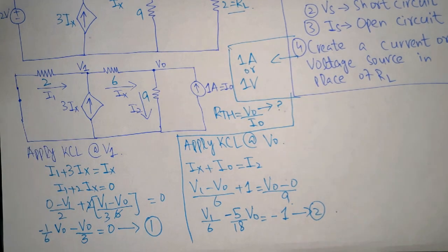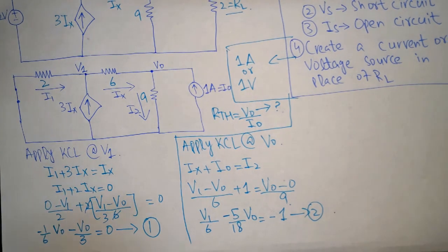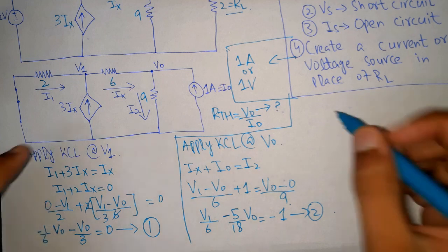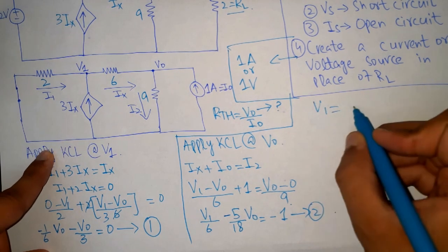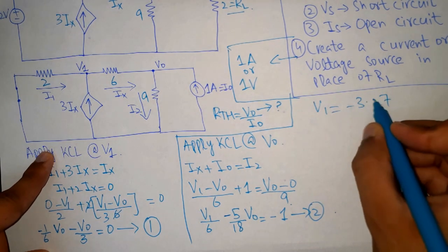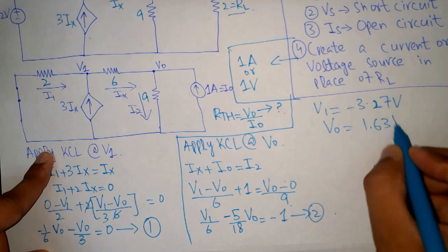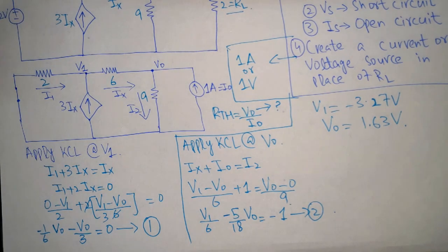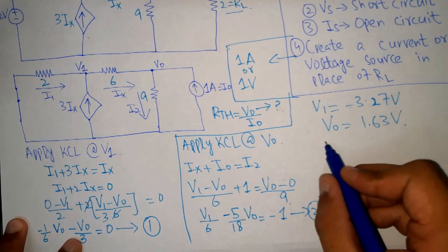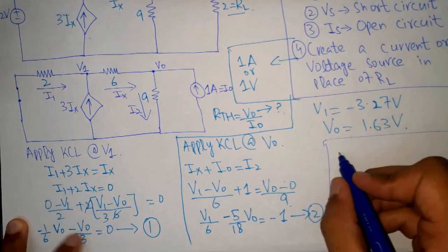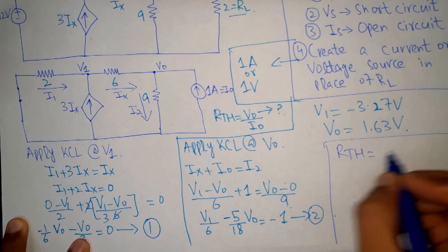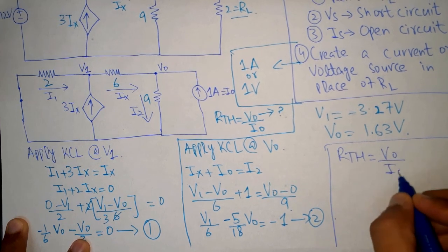So students, we have two equations and two unknowns. So we will put these into the calculator. Our value of V1 will be equal to minus 3.27 volts and V0 will be equal to 1.63 volts. So students, we needed to find the V0 value. With the help of V0, we will find R Thevenin, which will be equal to V0 by I0.